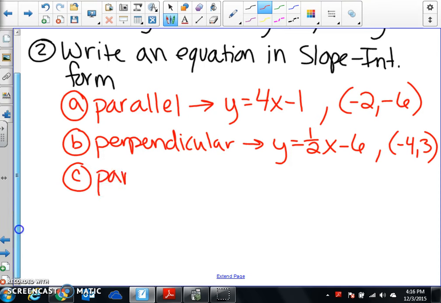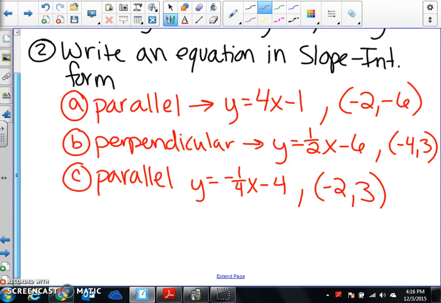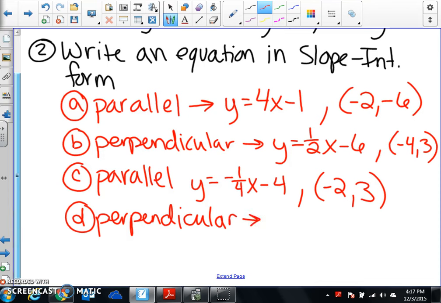Parallel again to y equals -1/4 x minus 4 through the point -2, 3, and perpendicular. So let's do perpendicular to y equals -3x plus 5, going through the point -1, -2. All right?